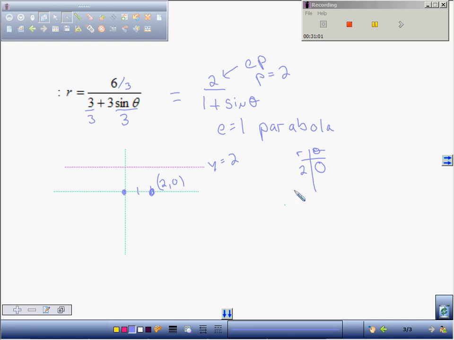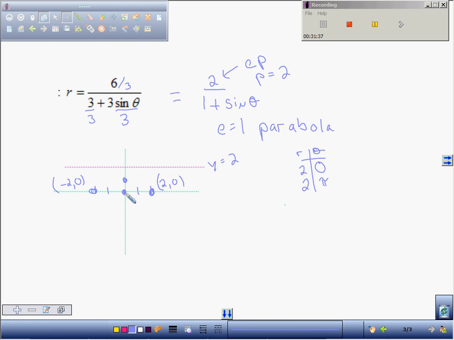Okay? Over here, I'm going to plug in to find the other side. I'm going to plug in pi, right? And when I plug in pi, what's the sine of pi? 0. So I get 2 over 1, which is 2 again. And so this says come out 2, and then rotate through pi, which puts you over here in rectangular coordinates at (-2, 0).